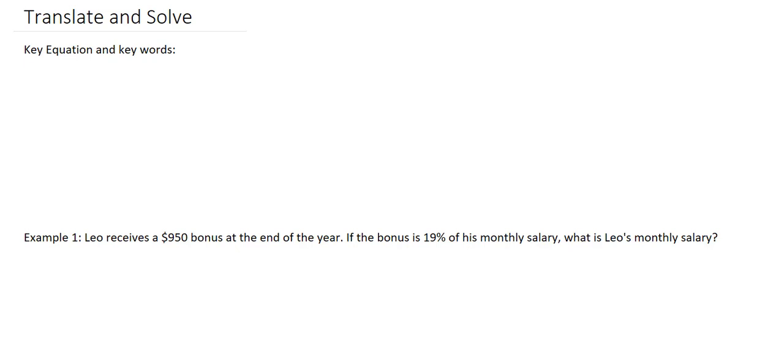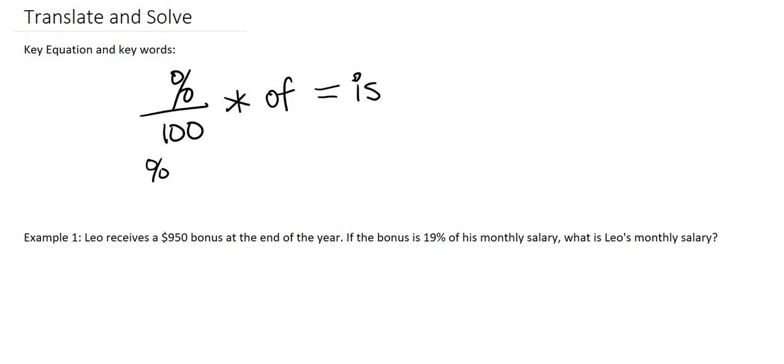Translate and solve. So the key equation and keywords. So we have a percentage problem, right? So we have a percent, and we're going to put that over 100, or divide by 100. Another way to think about it. And we're going to go ahead and multiply that times a number. We're going to put the word "of" up there. I'll explain that in a minute, and that will be equal to a new number, and we're going to put "is" there. So when we see a percent, that's just where we're going to put it over 100.